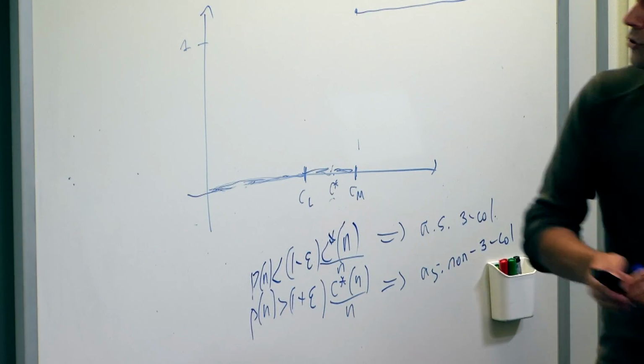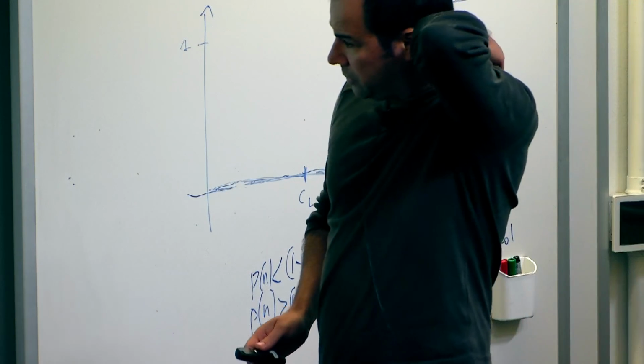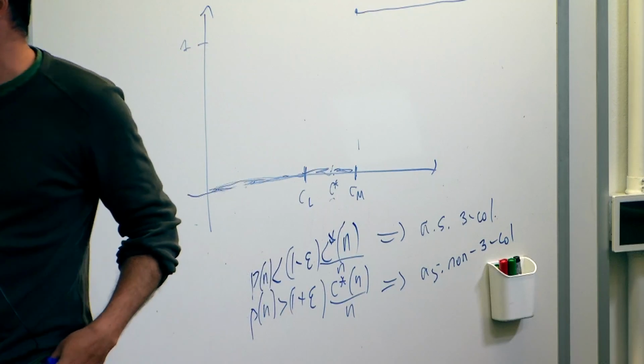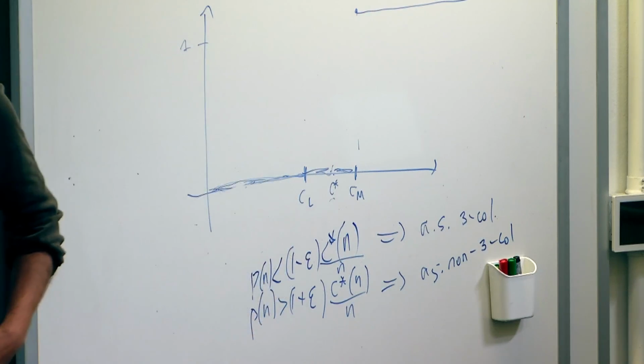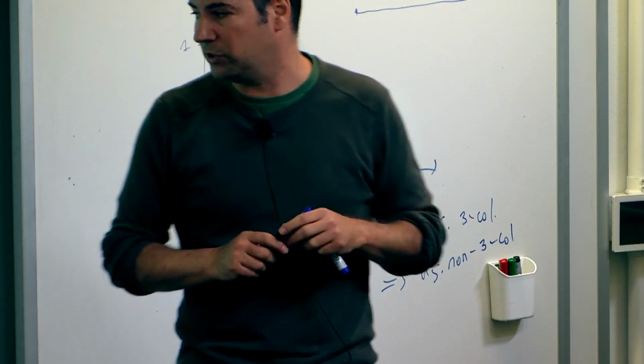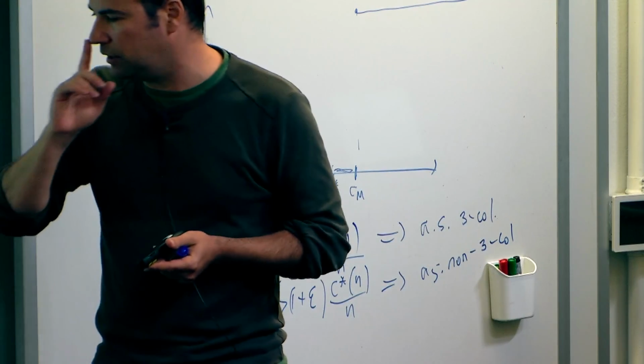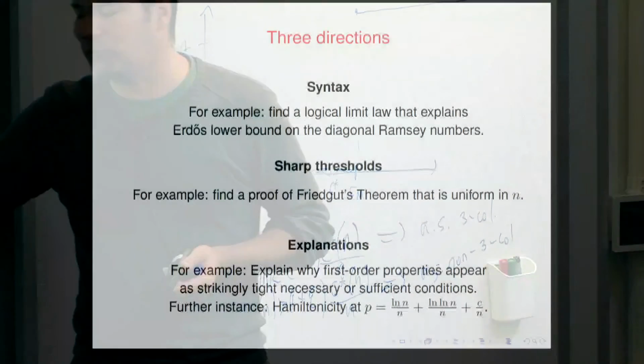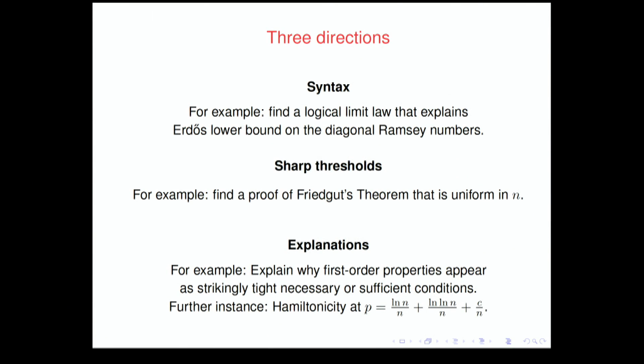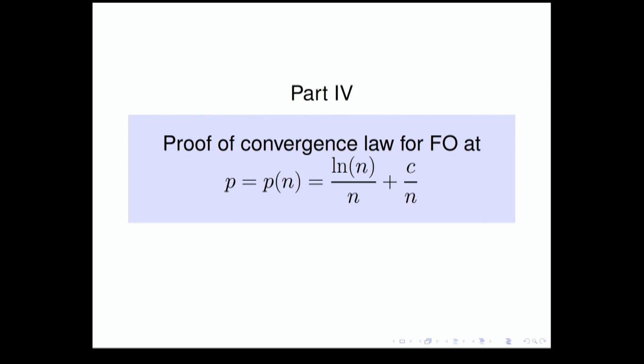All right. So about explanations, explain why first-order properties appear as necessary or sufficient conditions so often, depending on the context. And there is another example, which is Hamiltonicity. It happens that this is the probability, and then a first-order property aligns very much with this probability. Anyway, I don't want to say a lot more.